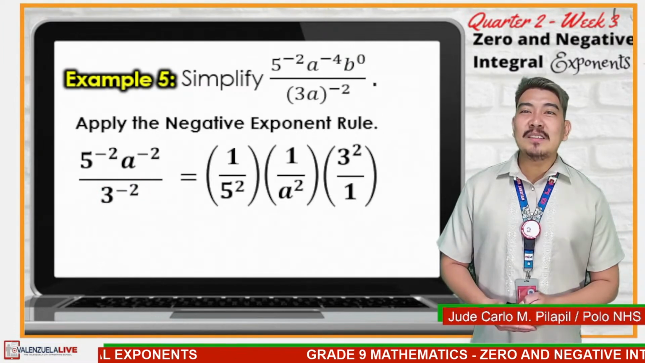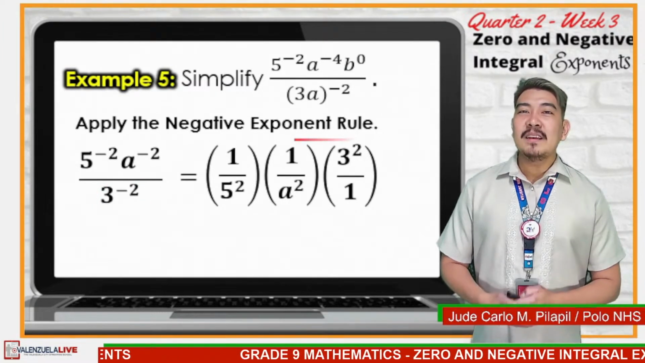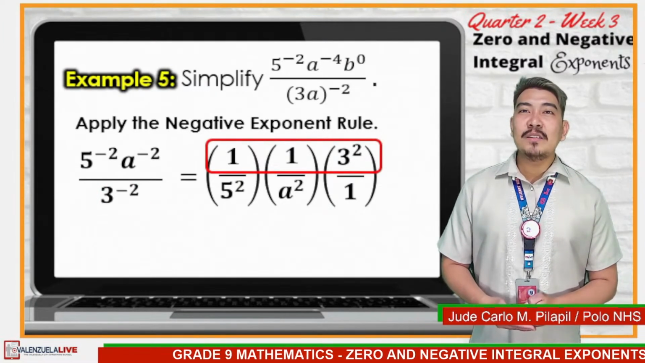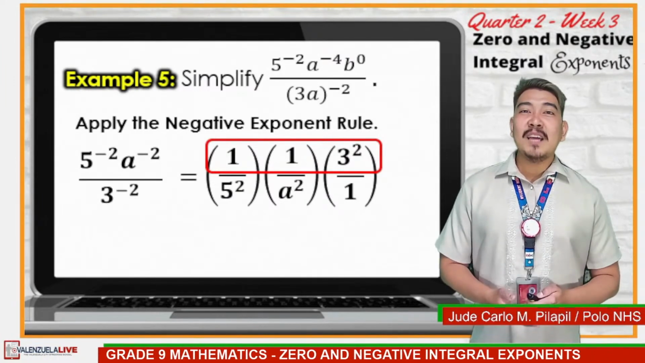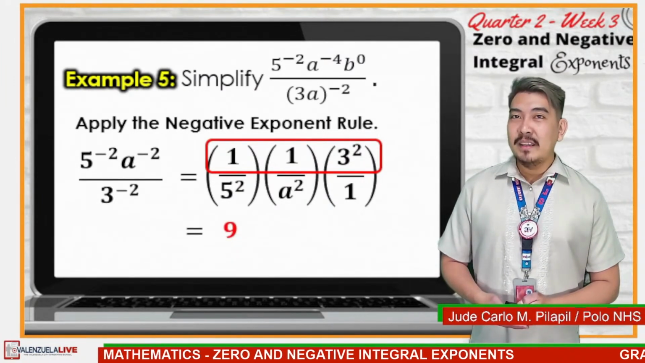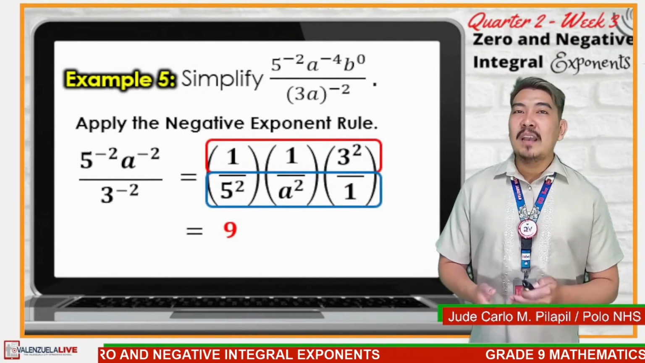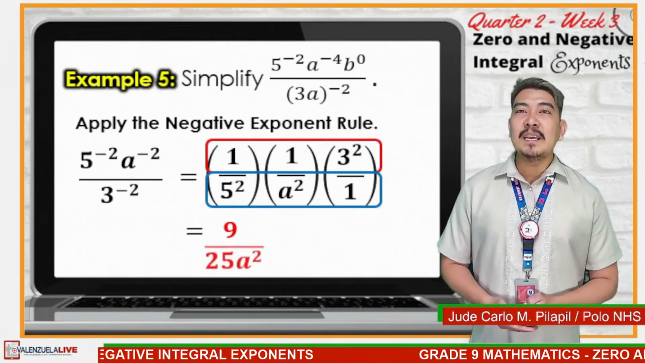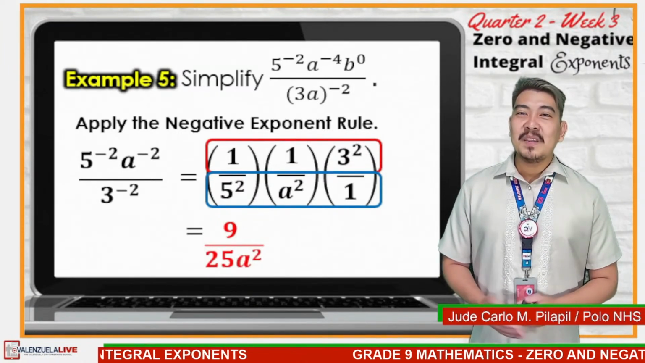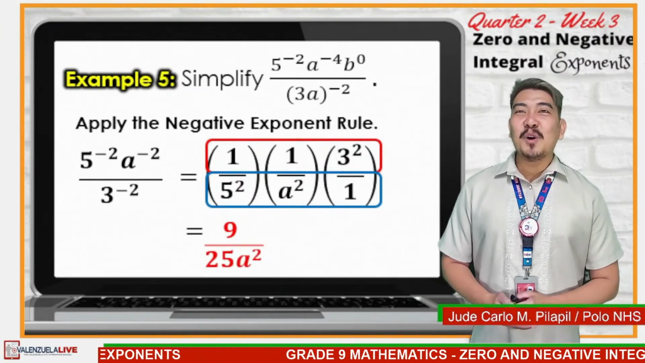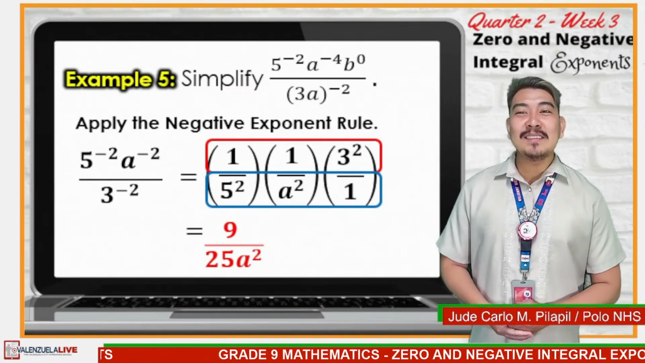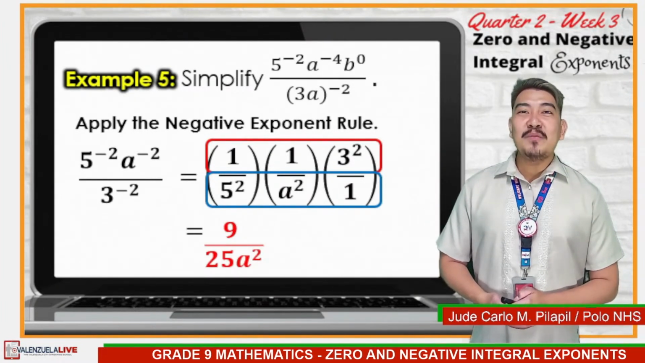Multiplying the fractions, we will obtain, multiply first the numerators. We have 1 times 1 times 3 squared, it will become 9. Multiply the denominators, 5 squared times a squared times 1 will be 25a squared. Thus, the simplest form of this given expression is 9 over 25a squared.